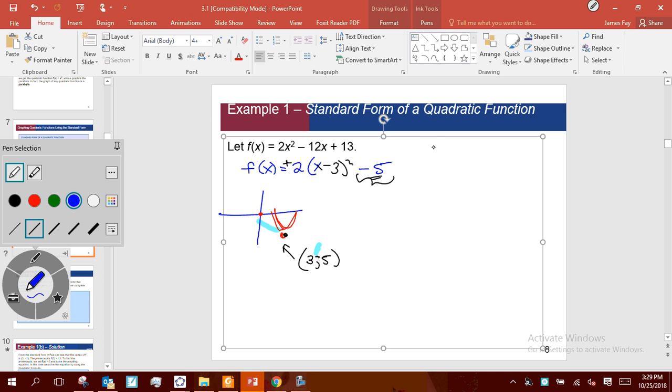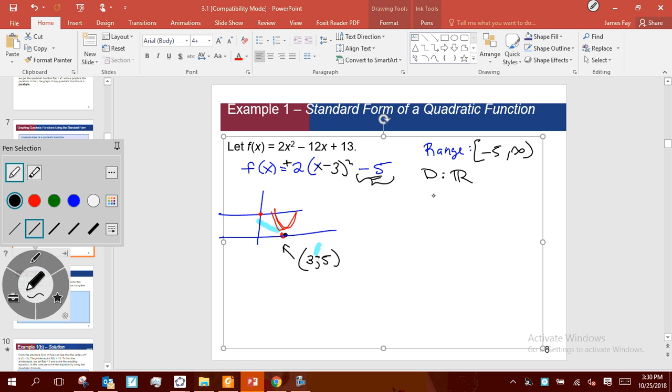The vertex tells me some range information, along with the concavity. This thing is concave up, so the range is going to start at the vertex. Take that horizontal line there, the first y value we come across would be negative 5. We include negative 5 and we go to infinity. The domain, because this thing is a polynomial, is going to be all real numbers.